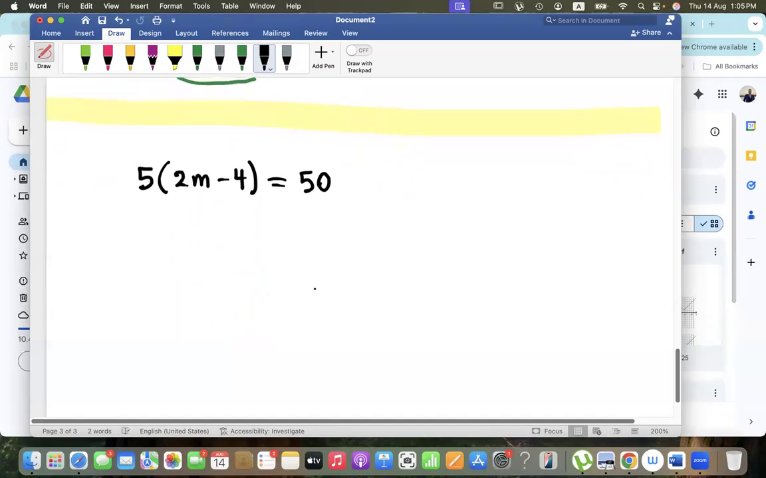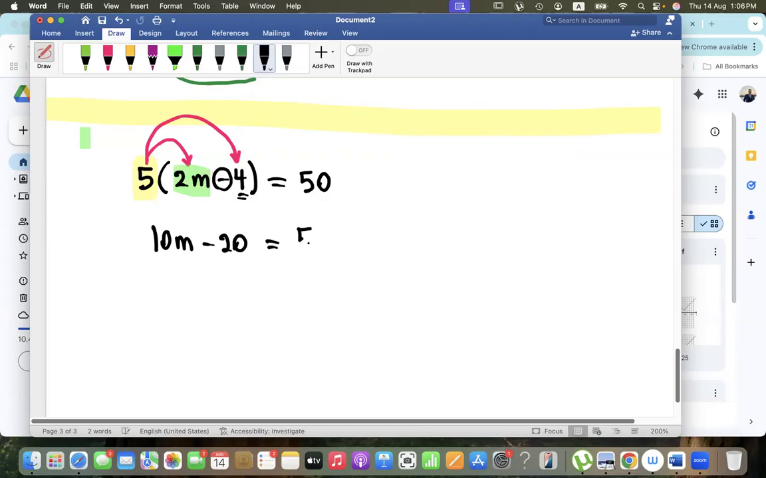Okay, in this case we can solve this question by using the distributive property. As you can see, this 5, I need to multiply it twice: one time by the first term of the bracket, and the second time with the 4. So first of all, I multiply 5 with 2m. 5 multiplied by 2m is 10m. Then minus, and here 5 times 4 will be 20. Since this is negative, it will be negative 20.